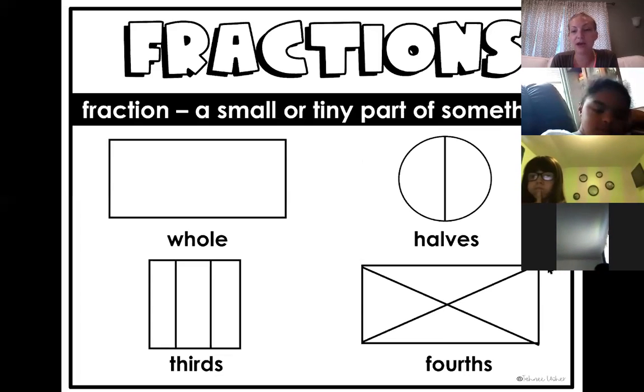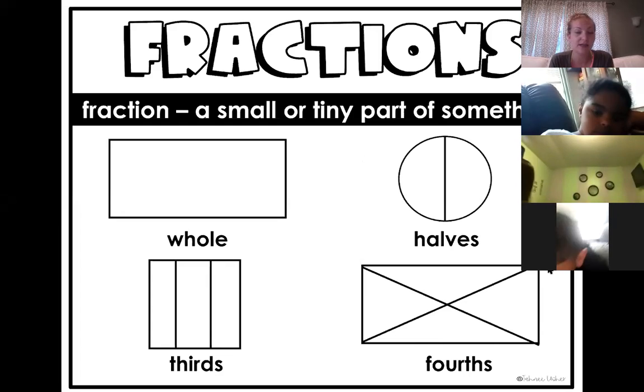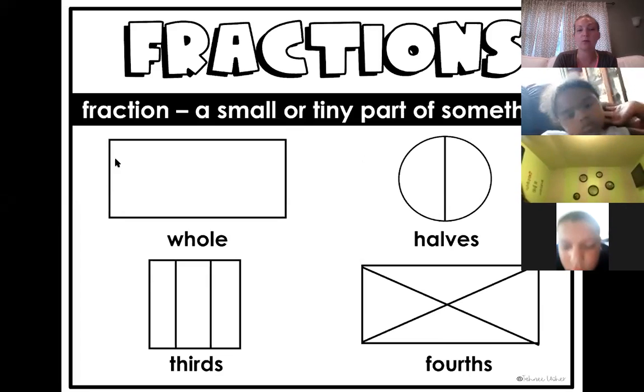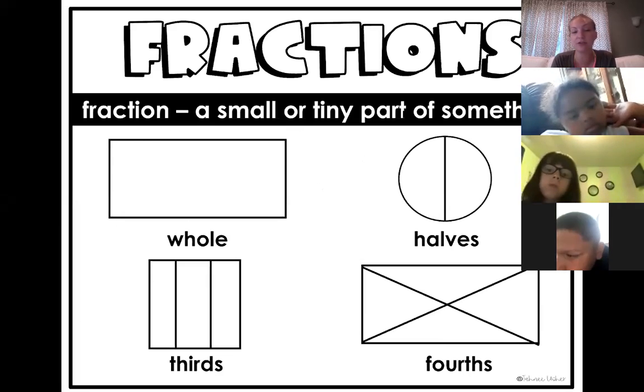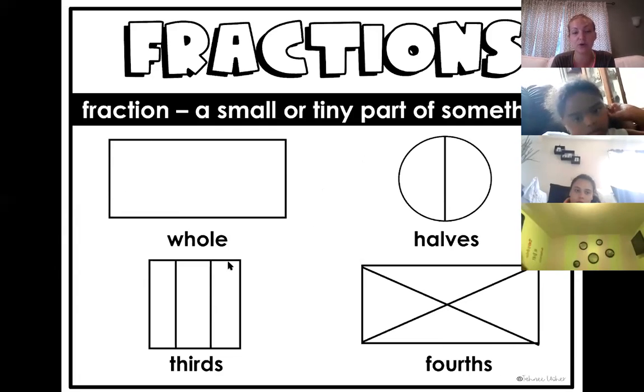All right, friends, so now we're going to talk about that new word we saw during the learning target that Michael and Amanda read to us about fractions. Fractions are going to be really important in 3rd grade, and we're going to talk a little bit about them here in 2nd grade. Fractions are small or tiny parts of something. So when we look at this rectangle, it's just a whole. It's not cut into any smaller pieces, it's just a whole.